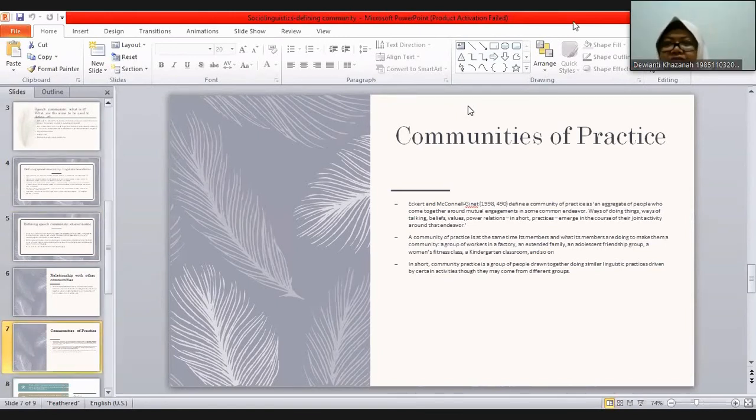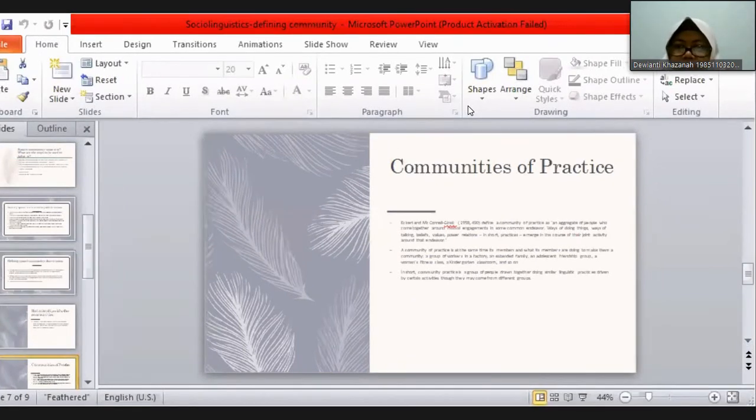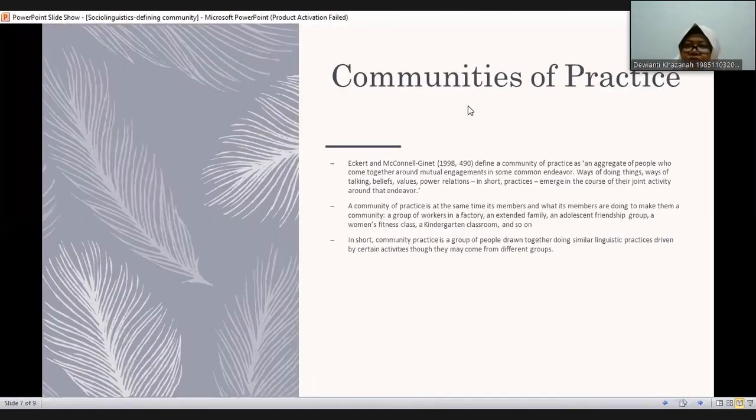Nah, community of practice ini sifatnya lebih pragmatic, lebih practical daripada speech community. If you're confused, I would recommend you to refer to this easier definition. In short, community of practice is a group of people. Jadi ada sekumpulan orang yang drawn together, doing similar linguistic practices, driven by certain activities, though they may come from different groups.